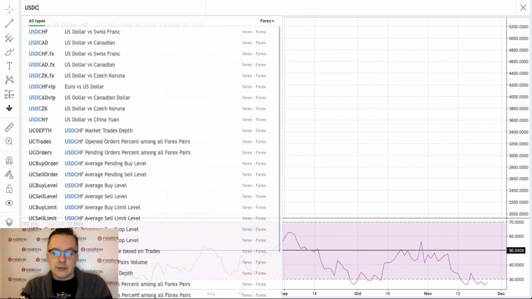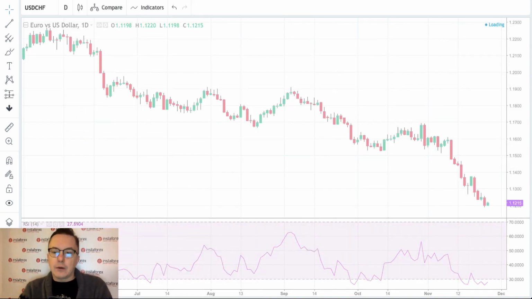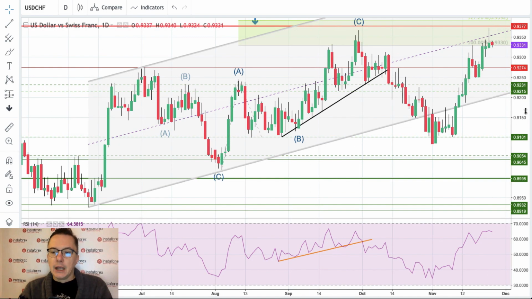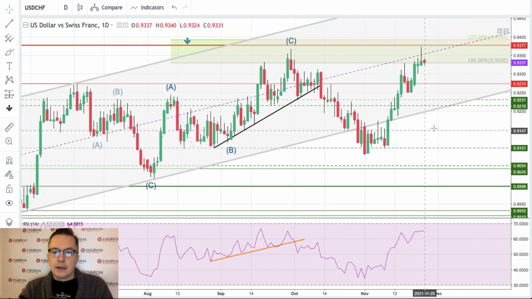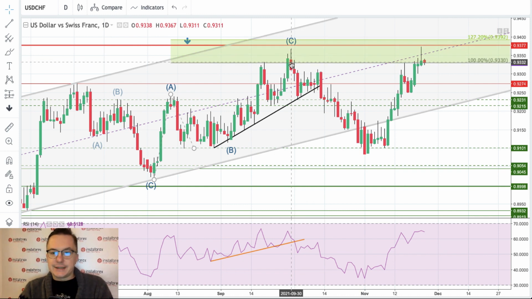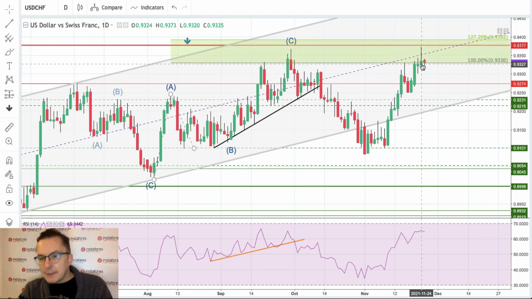Let's take a look at the US dollar to the Swiss franc. Why? Because recently we just hit again the level of the high of wave 3, which is at 9,367. We beat it. The recent high was 6 pips higher, 9,373. And currently we have this pin bar candlestick here. It looks kind of bearish because it looks like a shooting star.